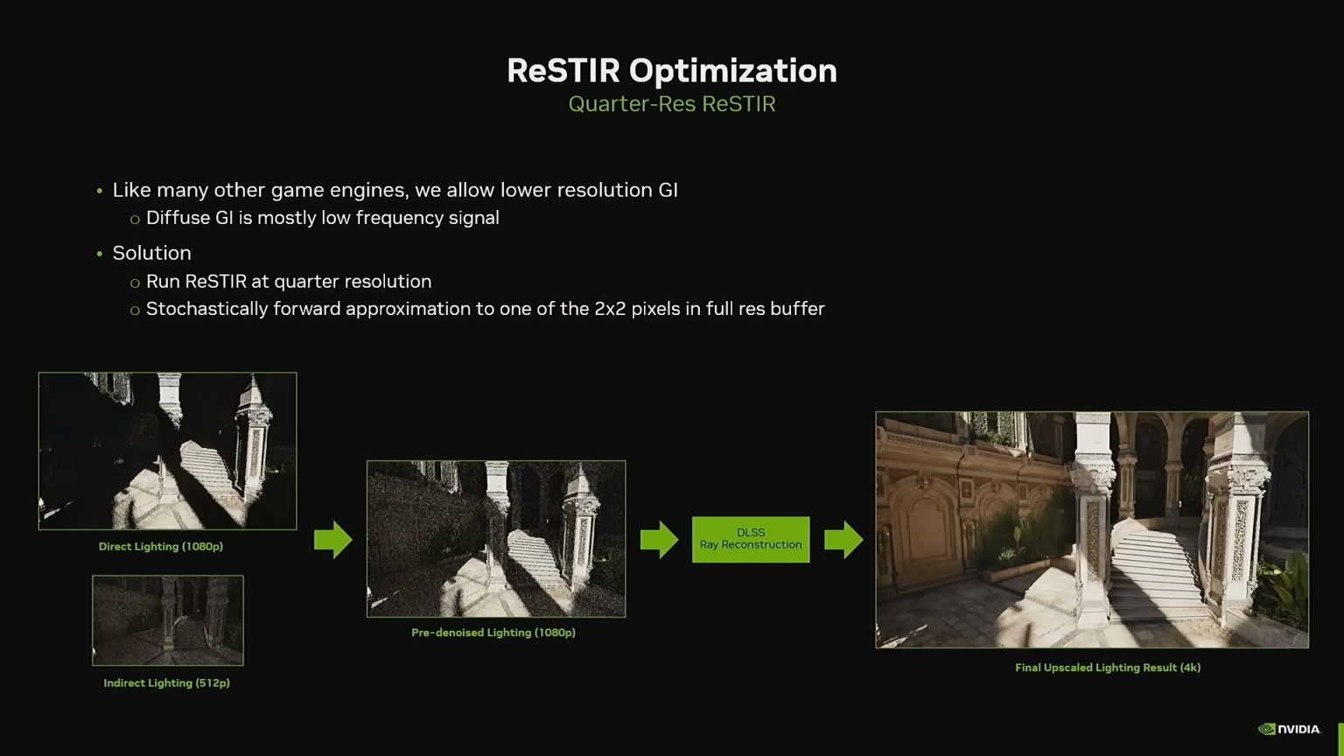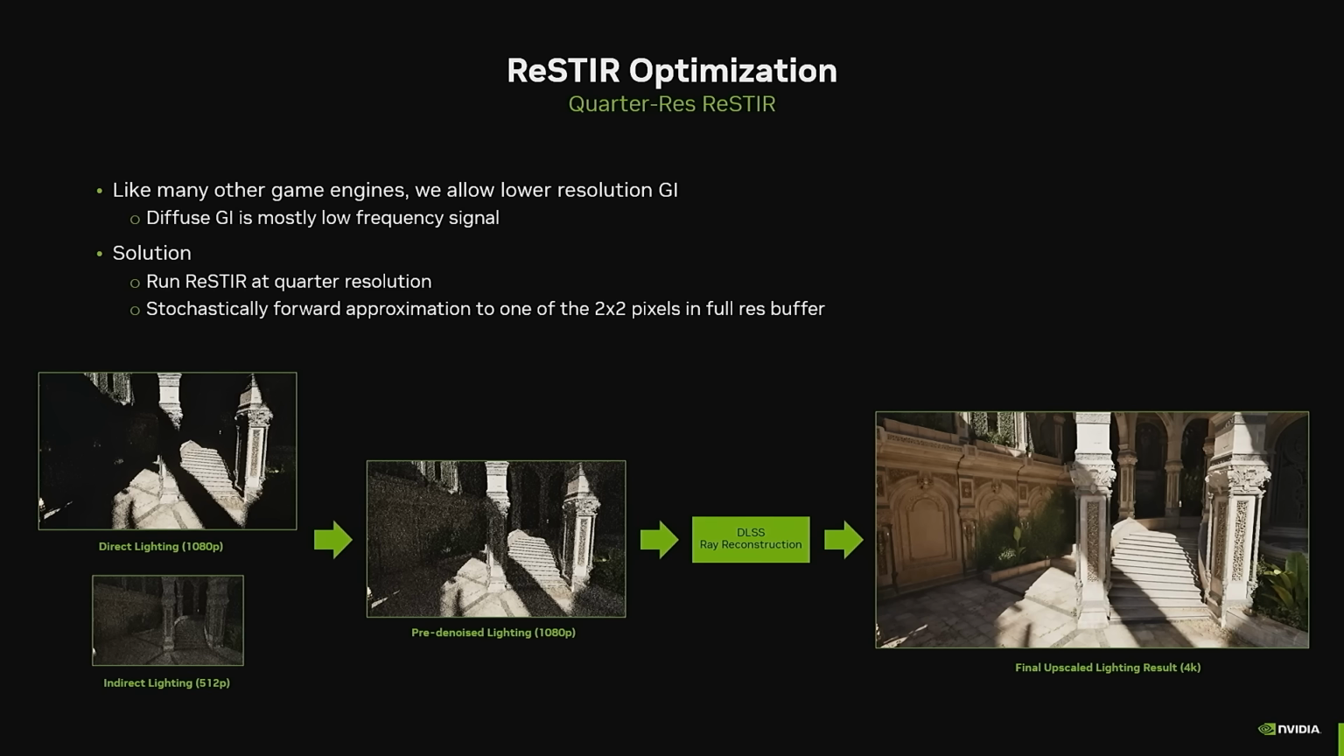The first low-hanging fruit we applied is called quarter-res ReSTIR. Like many other game engines, we allow quarter-res GI by assuming diffuse GI is mostly low-frequency signal. We run ReSTIR at quarter-res, and then we stochastically pick one pixel among the 2x2 pixel quads in the full-res buffer. With the pixel picked, we then copy over the Monte Carlo evaluation of the GI signal from the quarter-res buffer here. And one detail that is worth mentioning is we need to multiply the Monte Carlo evaluation by 4 because the other 3 pixels won't have the GI signal. This is essentially just to divide by the PDF of picking that pixel in the first place.